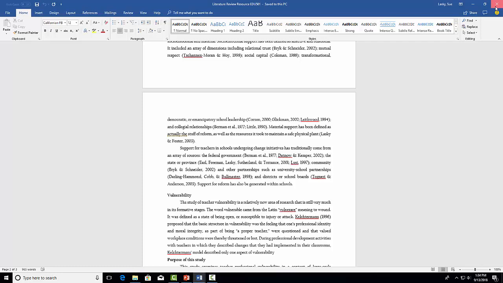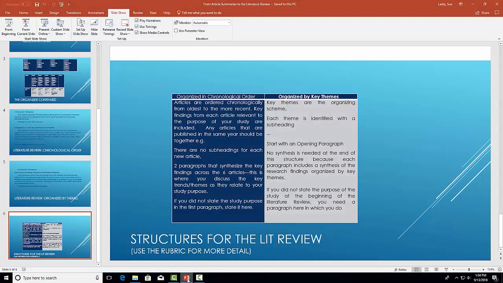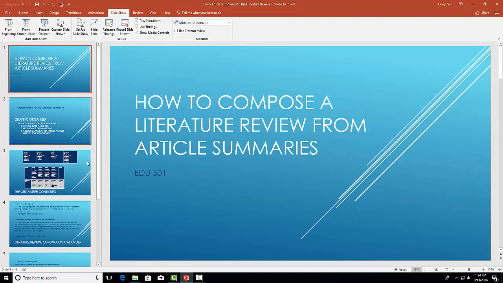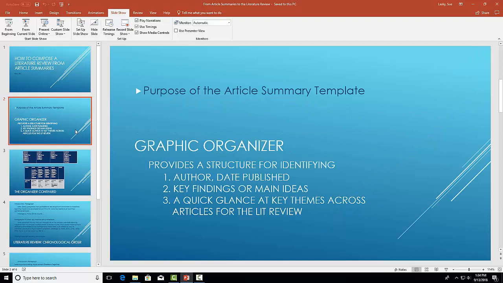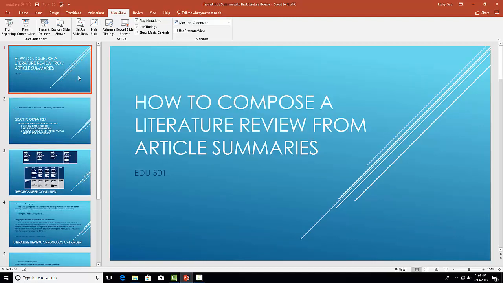So I hope this helps to clarify any questions that you have in regards to how you go from your article summaries. You know, what is the purpose of the article summary template? Okay. It is literally the building blocks for your lit review. All right. I'm happy to hold Zoom conferences as we need to help clarify any questions that arise, and we can do a similar sort of video for writing up your findings and your method section if you guys find that you want that kind of assistance.